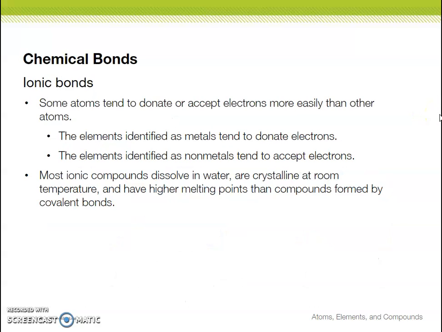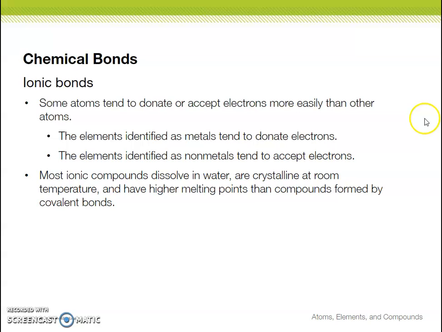Some atoms tend to donate or accept electrons more easily than other atoms. Metals usually will get rid of electrons. They'll donate one to a nonmetal, which tend to accept electrons. Most ionic compounds dissolve in water and are crystalline at room temperature and have a very high melting point, especially when compared to covalently bonded atoms. So these would be like table salt. Table salt will dissolve in water.